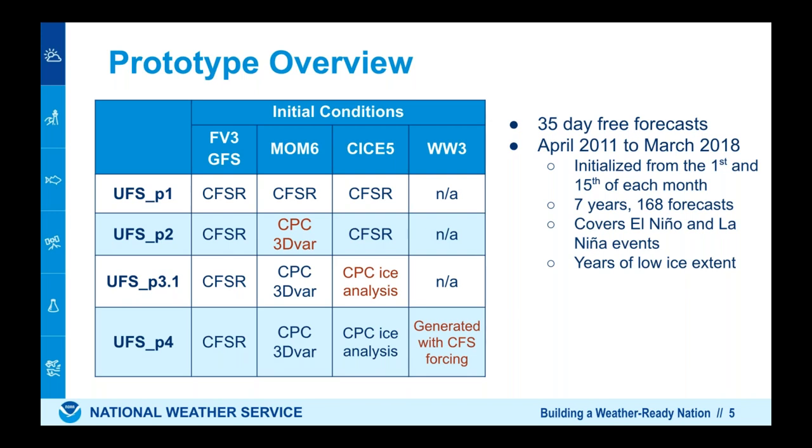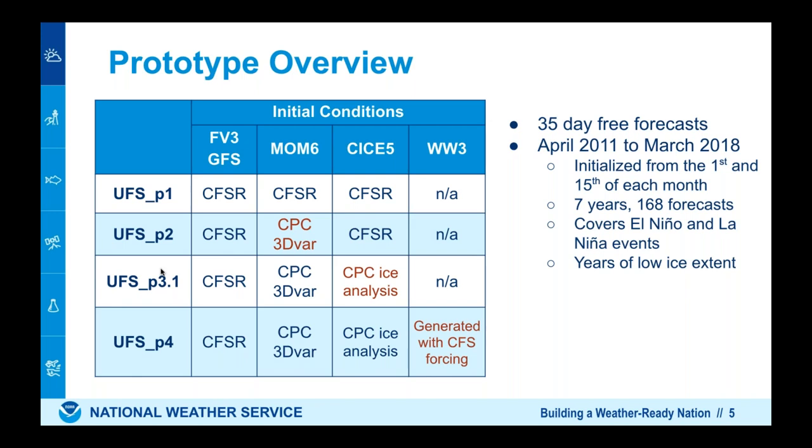So one way that you can kind of mark time through our prototypes, 1 through 4 here, some of them have multiple, and so we'll call them like 3.1, is the different initial conditions that we use. So starting out, we did not have the wave model, and we use CFSR initial conditions for all three of the components. However, the ocean only had temperature and salinity for the initial condition.